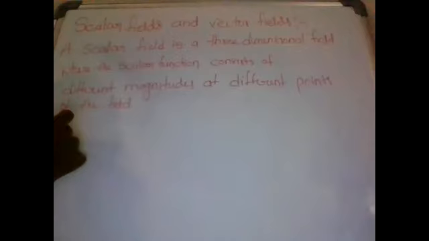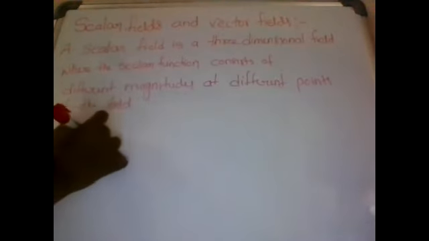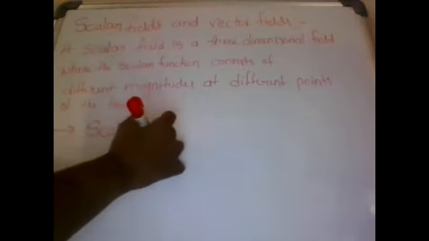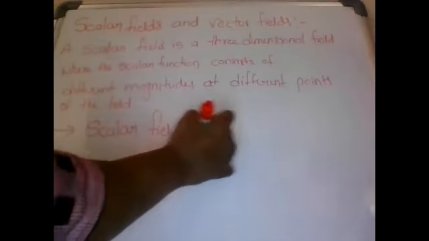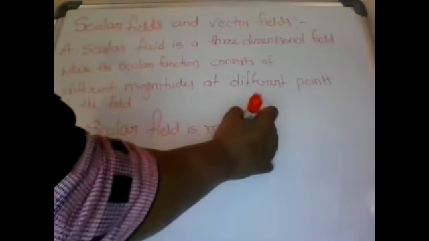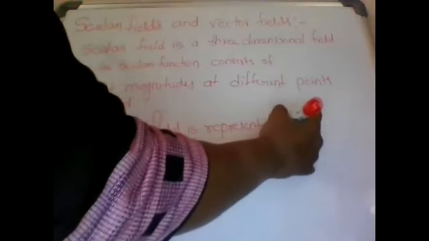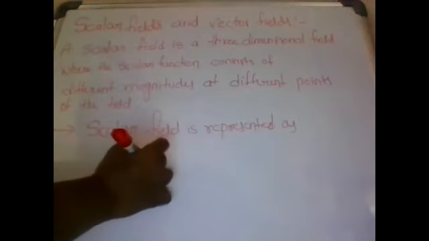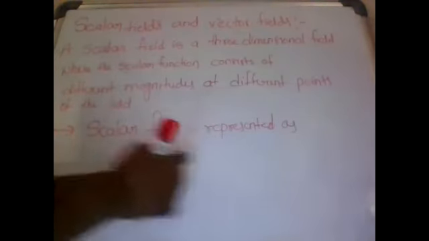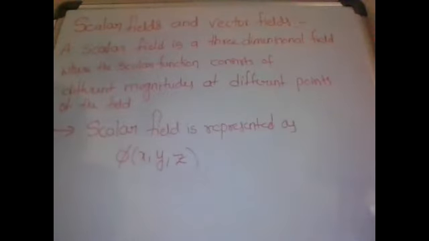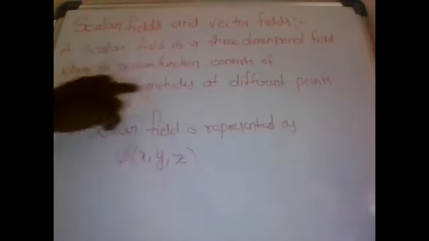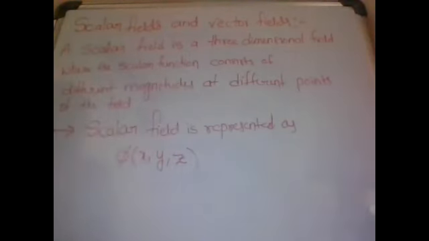So generally a scalar field is represented as phi of x comma y comma z. This is the scalar field definition. A scalar field is a three-dimensional field where the scalar function consists of different magnitudes at different points of the field.